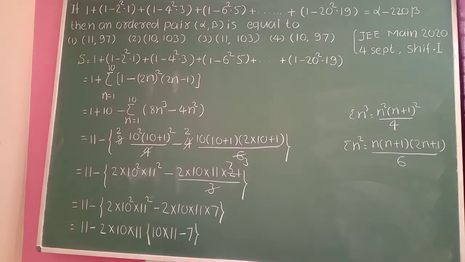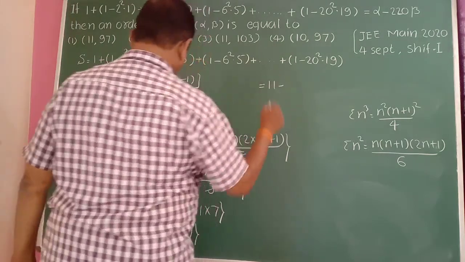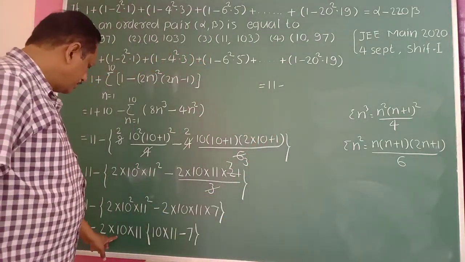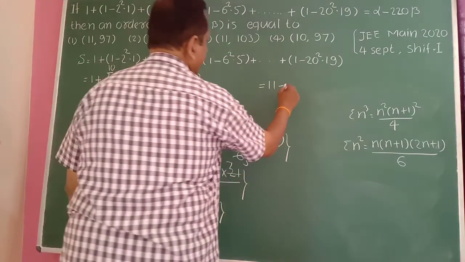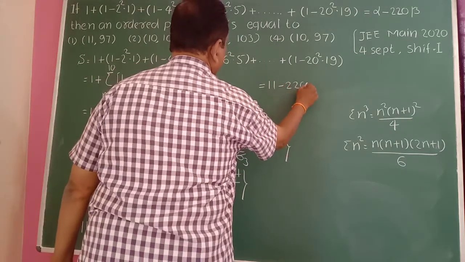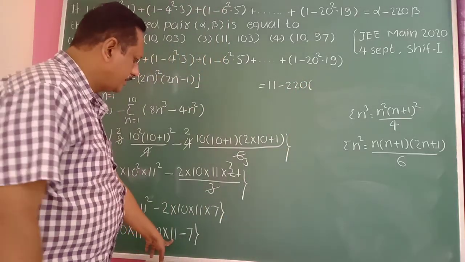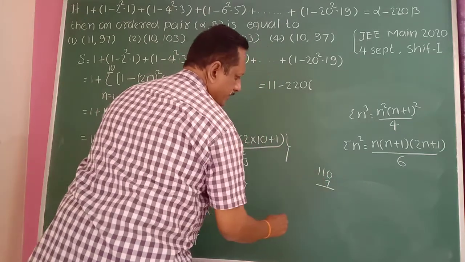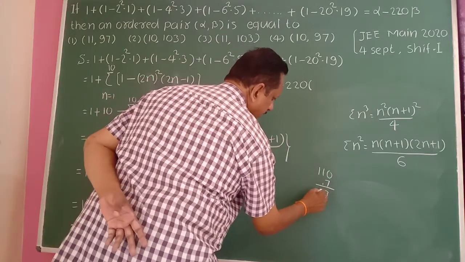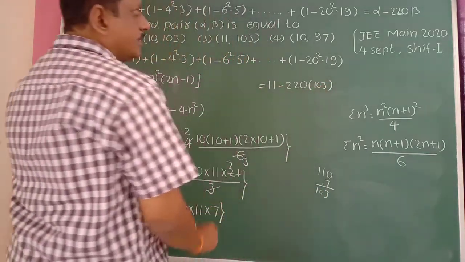Okay. Therefore 11 minus of 20 into 11 are 220, 220 into 10 into 11, 110, 110 minus of 7. It gives 103.